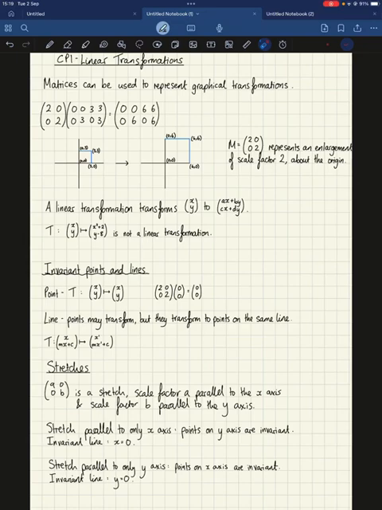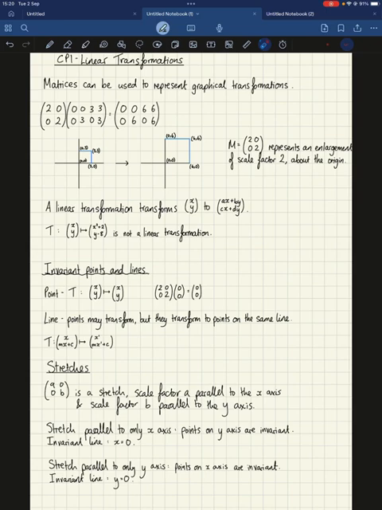Hello, this is Z Mathematics, and this is the first video of a series on Core Pure 1 linear transformations, as per request. So I'll make a few videos going over basically the whole chapter, and this first video today is just the intro to it: how matrices can be used to represent graphical transformations, and we'll be going over enlargements, invariant points, and just stuff to do with images and objects.